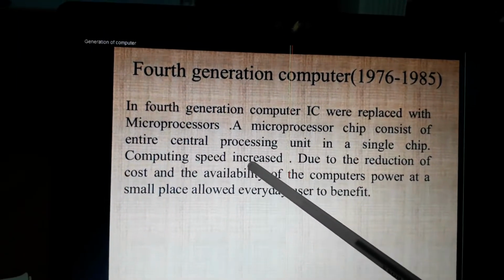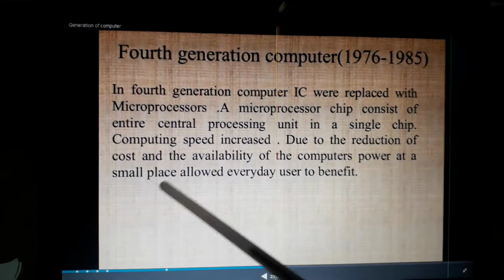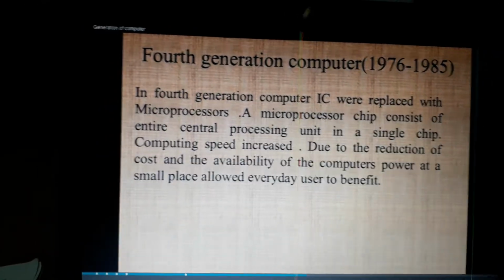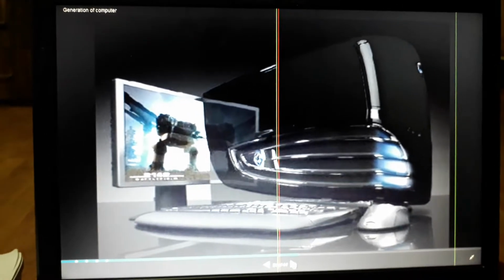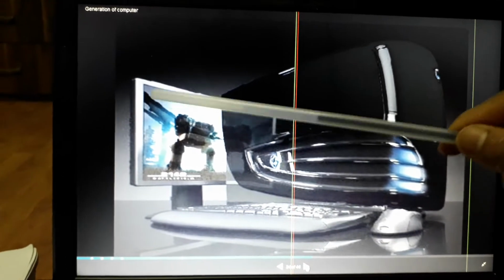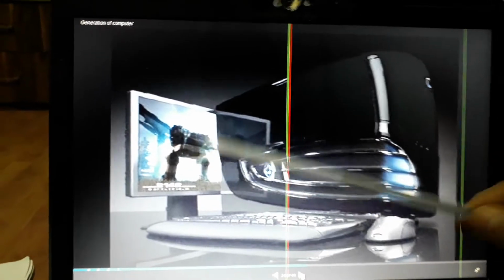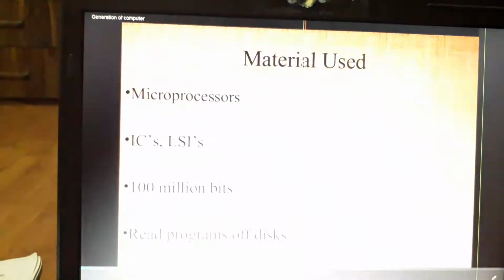And here the speed is very fast. Reduction of cost and power in a small place allowed everyday use. So it's very compact, it started coming. See here it is very portable. Anytime you can take it, you can keep anything. Input, CPU, output: input devices, monitor, so many input devices and output devices likewise. Very compact, looking nice also.